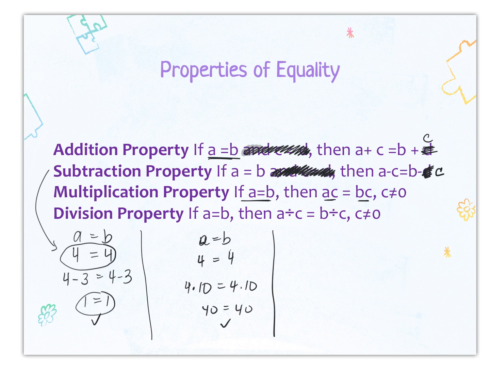Okay, so you're seeing the pattern here, and the pattern is that whatever I'm going to, for example, in the addition property, whatever I'm going to add to one side, I have to add to the other.